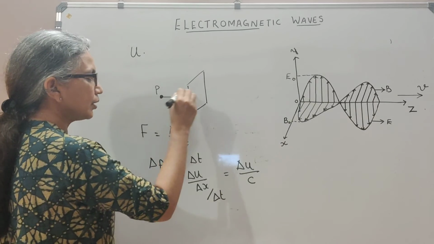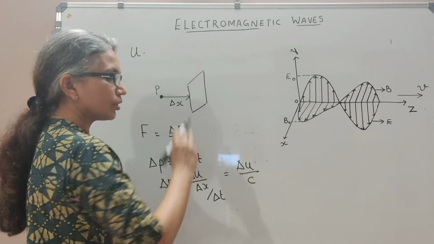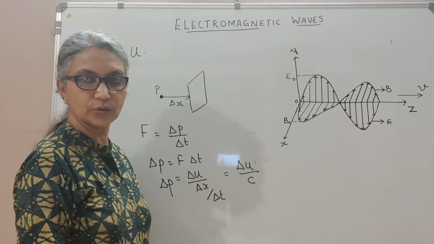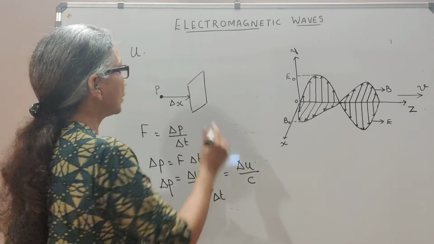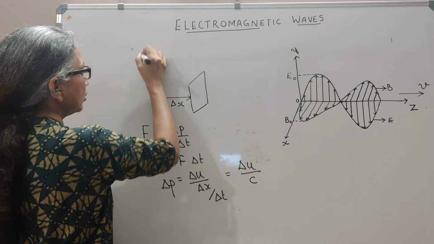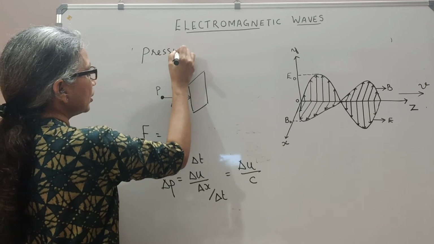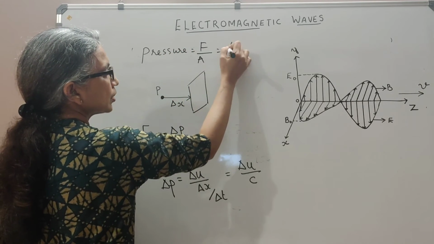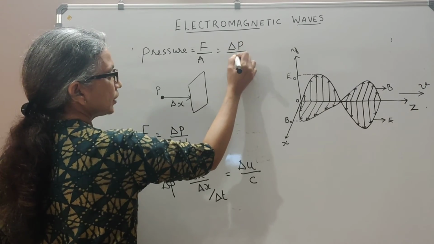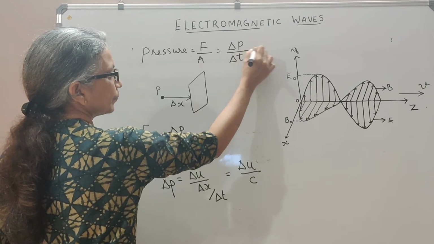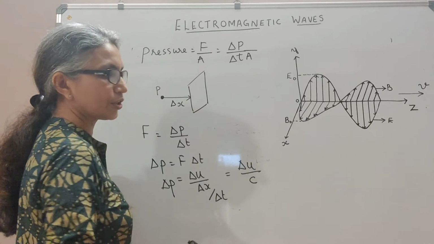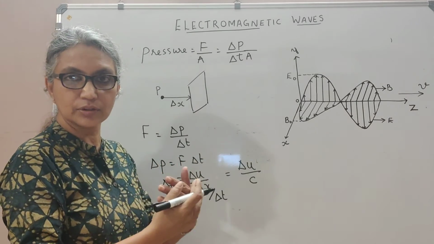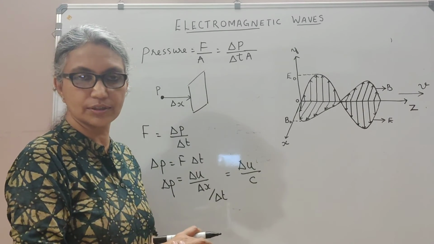Also, when this is incident on a surface, because it has momentum, it will exert a pressure which is called the radiation pressure. To find an expression for radiation pressure, we know it is force by area, where force is delta p by delta t. So this is the radiation pressure, the pressure exerted by this electromagnetic wave when it is incident on a surface.